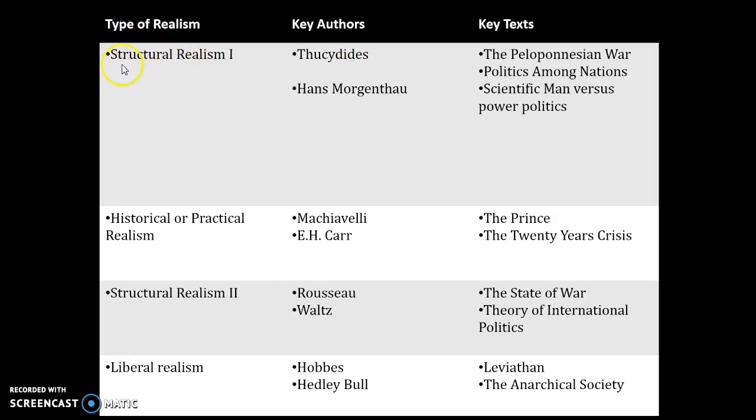So you can break realism down, and they suggest that you can have structural realism 1, and that is associated with Thucydides and Hans Morgenthau. You can have historical or practical realism, and they associate that with Machiavelli and E.H. Carr. You can have structural realism 2, which is associated with individuals like Rousseau and Waltz. And you can have something that they call liberal realism, that they associate with Hobbes and Hedley Bull. And then in this column here, you've got the various texts that are associated with the authors. Now, in what follows, I'm going to take you very, very quickly through each of these categories, but I'm going to leave it up to you to tie the authors and the ideas to the individuals that we've been talking about.